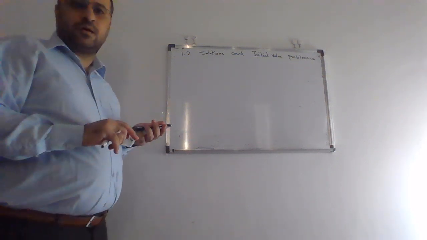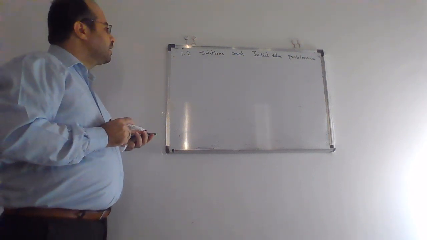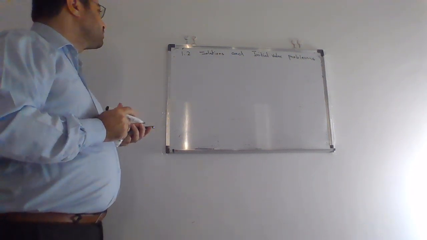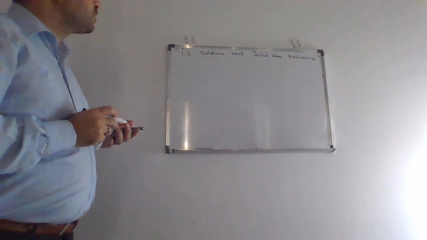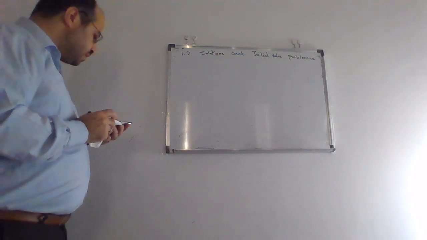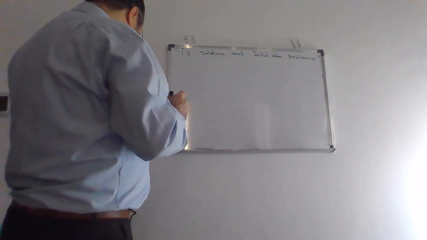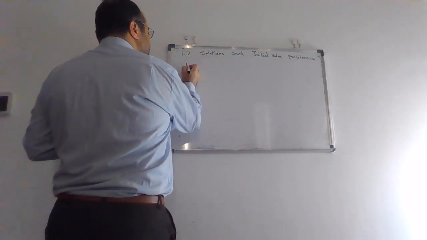Okay, hello everyone. So it is time for our second lecture for chapter 1, section 2. It is about solutions for differential equations and initial value problems. So let me start with a definition of explicit solution.